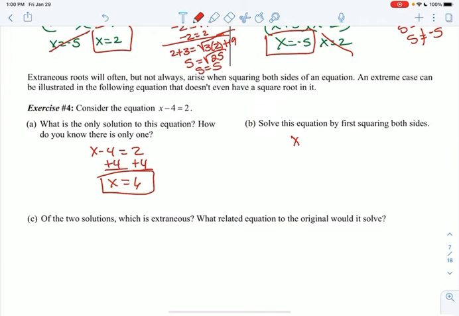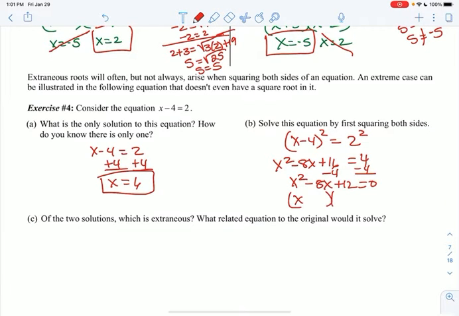But what if I tried to solve this by squaring both sides first? I'm going to square the left and I'm going to square the right. On the left, that would give me x squared minus 8x plus 16. And then I got to bring that 4 over to the other side by subtracting 4. x squared minus 8x plus 12. When I factor this, I'm looking for the factors of 12 that give me negative 8. So if I have negative 6 and negative 2, I get two solutions: x equals 6 and x equals 2.